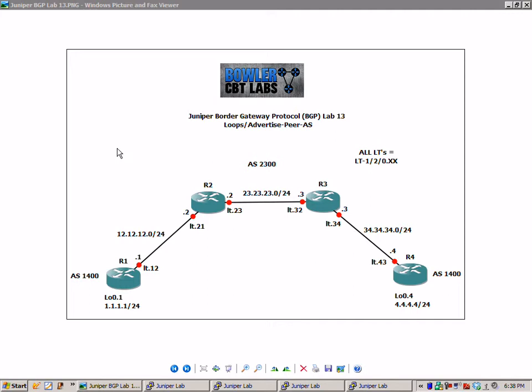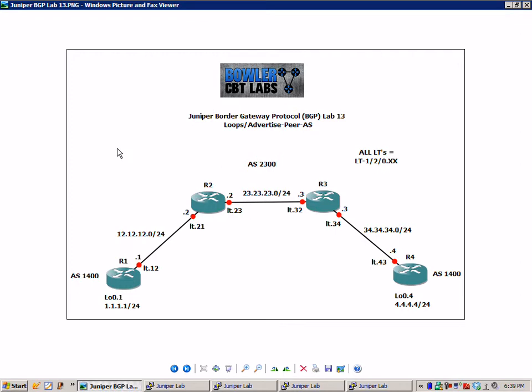So the first thing I want to do is just explain the network topology. If you weren't with us last time, we have routers 1, 2, 3, and 4. They are all logical systems. If you're not familiar with logical systems and logical tunnel interfaces, I would suggest going back and watching the Juniper Series 1. We have two logical systems labs. Those will help you out.